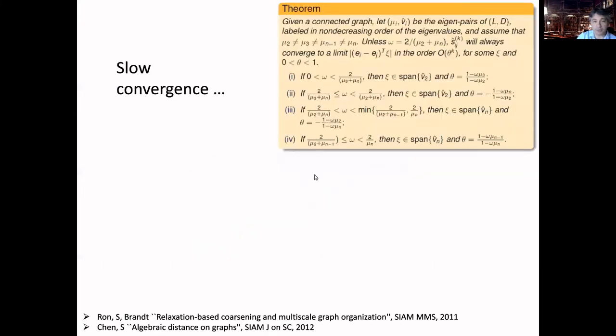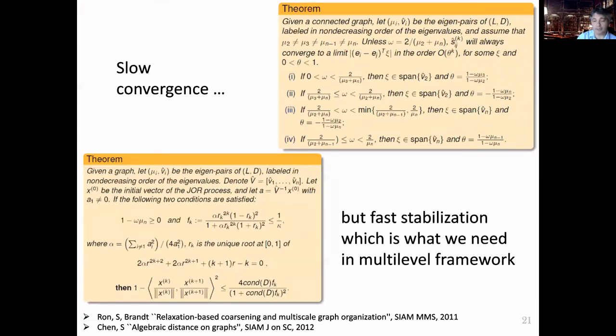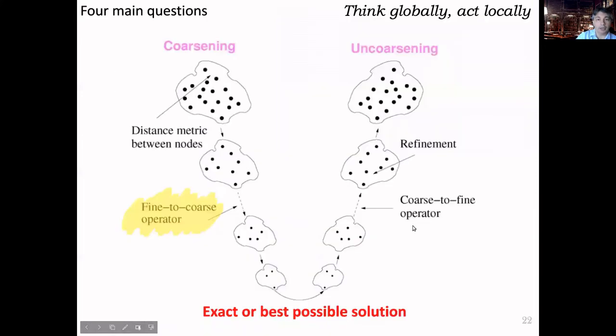Now, you can see in our papers that this process converges slowly, but it stabilizes very quickly, which means that we can use it in the multi-level framework, and we don't need to use lots of iterations to relax it. So that framework would be really fast. I refer you to look at the details in all these papers.